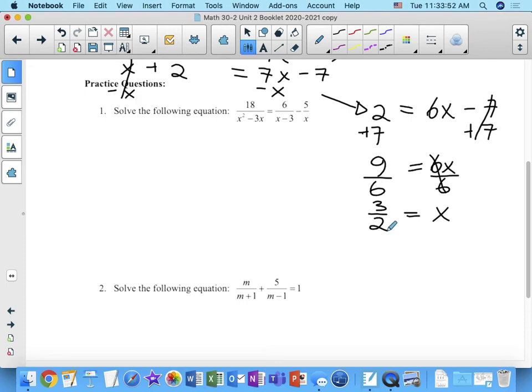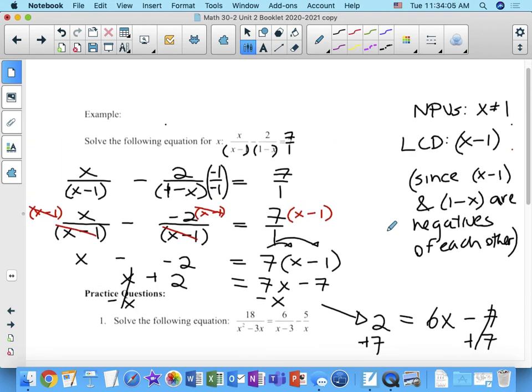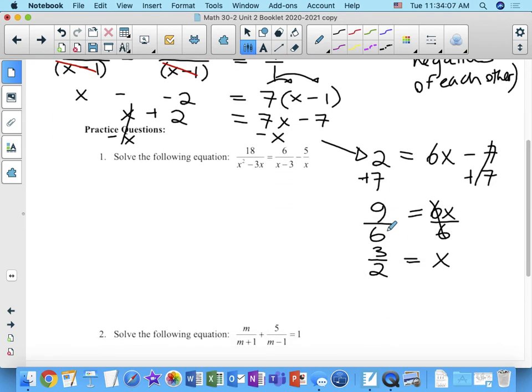What's a good thing to do at this point? Check your non-permissibles, right? The non-permissible value is 1. The answer is not 1, so this is fine.